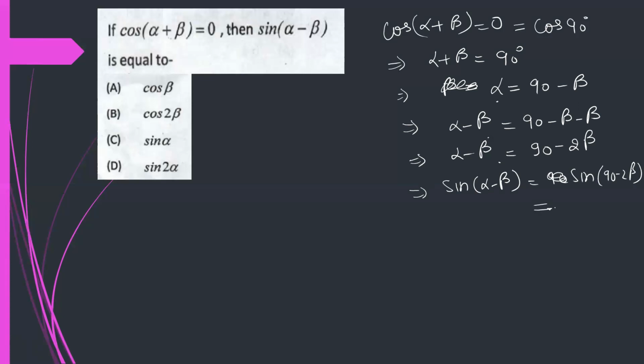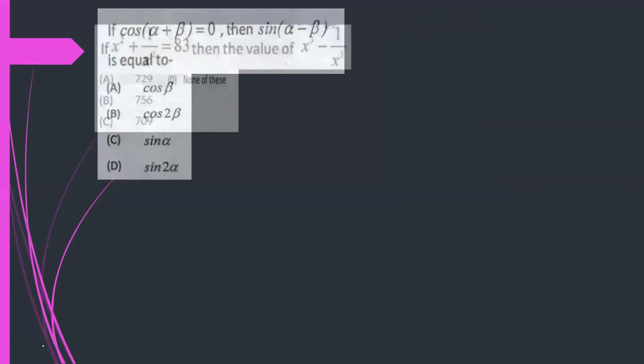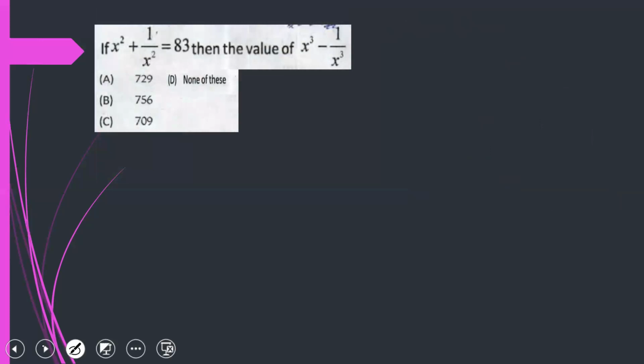Now, what is the value of sine 90 minus theta? Can anyone tell me? Yes, sine 90 minus theta gives you cos theta. So, sine 90 minus 2 beta will be cos 2 beta. So, this sine alpha minus beta will be equal to cos 2 beta. Let's see, where is cos 2 beta? Here, option B is the right answer. Moving on to the next question.